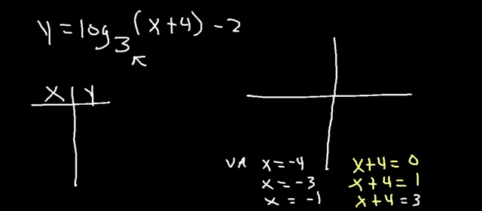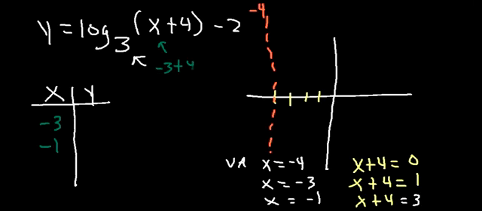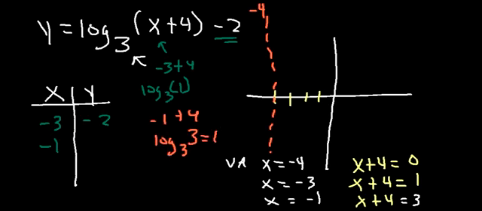So let's plot the vertical asymptote. It's at -4, and there it is. And let's put our points into this equation. If we plug in negative 3 for x, negative 3 plus 4 is 1. Log base 3 of 1, log of 1 is always 0. So 0 minus 2 is negative 2. Now, if we plug in negative 1, negative 1 plus 4 is 3. So log base 3 of 3 is 1 because those two numbers cancel. Then 1 minus 2 is negative 1.